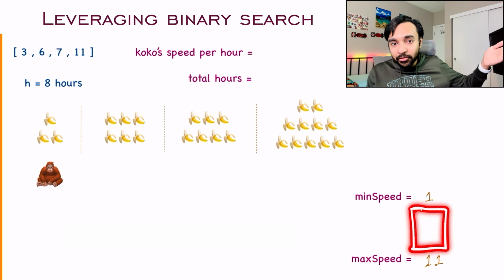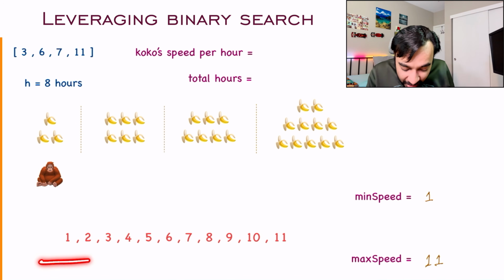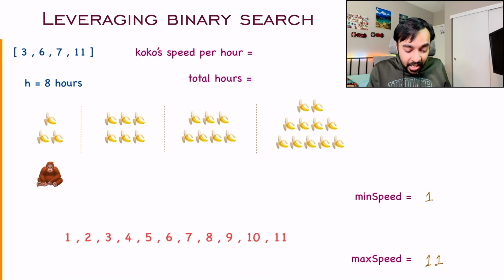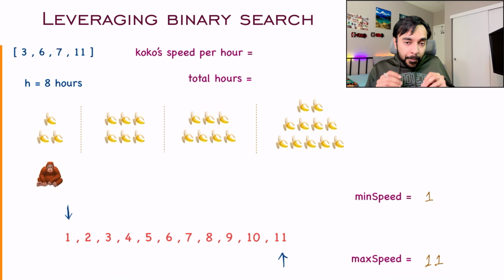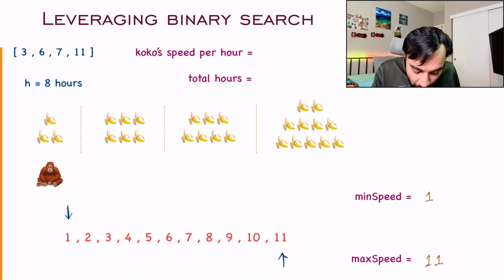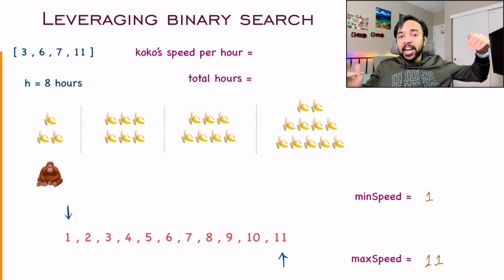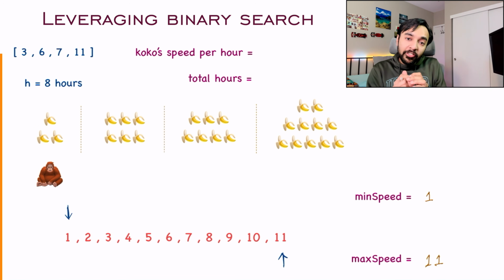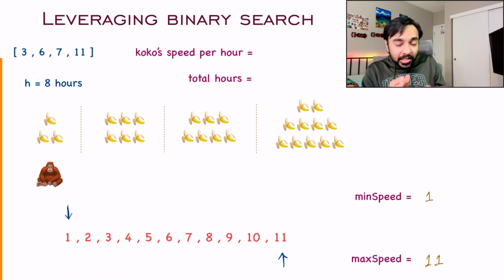It cannot be less than 1, it cannot be greater than 11. So what I have over here is all the possible speeds, right? I have a minimum speed that is 1 and a maximum speed that is 11. What else do you have? You have a sorted array. You have all of these values, a low pointer and a high pointer. And you have to find the optimal speed somewhere in between. So that is a very good and clear indicator about the binary search approach.